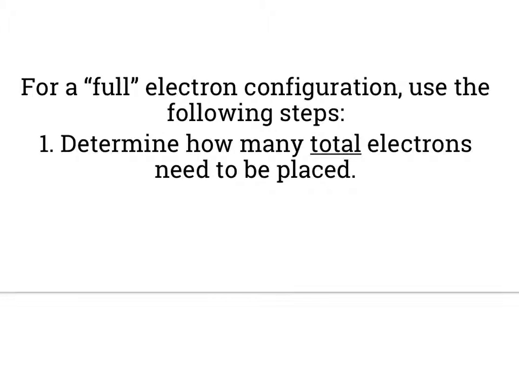Alright, so for a full electron configuration, we're going to use the following steps. First off, you need to determine how many total electrons that you need to be placed. Now, most of the time, this is just the atomic number. However, you're going to also have to factor in charges. So, if there's a negative charge, that means you add some electrons. Or if there's a positive charge, you get rid of some electrons. Figure out how many total you need to place.